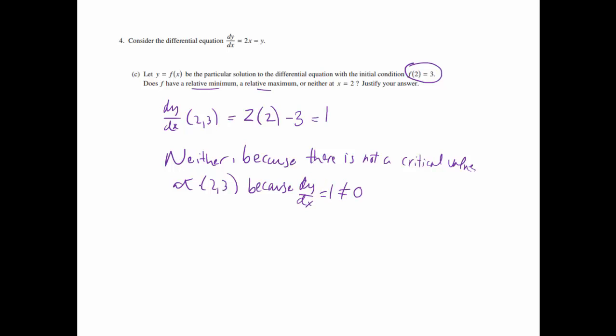Okay, so that would be worth 2 points. 1 for considering my derivative and getting 1, and 1 for saying neither with a justification. All right, part D.